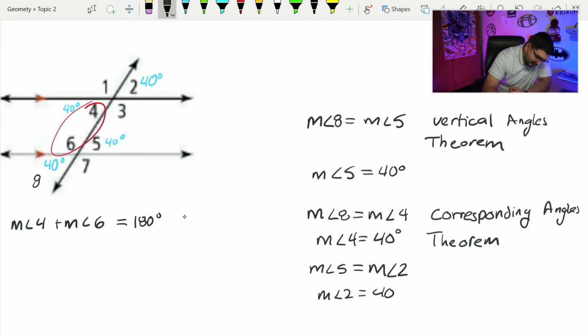And this is by the same side interior angles postulate.